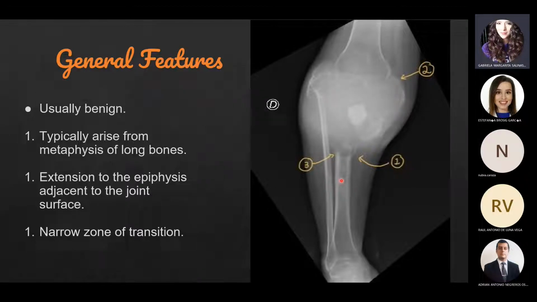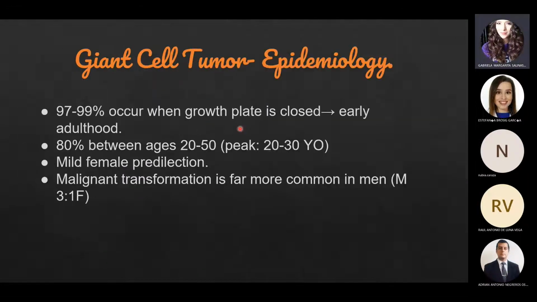Well, 99 to 97% occur when the growth plate is closed. So it is gonna happen in early adulthood, as in the case of our patient. 80% of the cases occur between ages 20 to 50. It has mild female predilection, but malignant transformation is far more common in men.